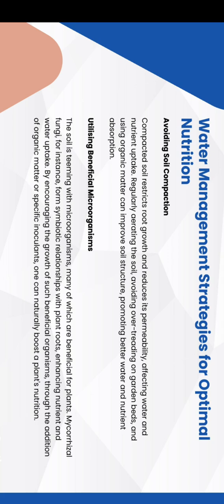The soil is teeming with microorganisms, many of which are beneficial for plants. Mycorrhizal fungi, for instance, form symbiotic relationships with plant roots, enhancing nutrient and water uptake. By encouraging the growth of such beneficial organisms, through the addition of organic matter or specific inoculants, one can naturally boost a plant's nutrition.